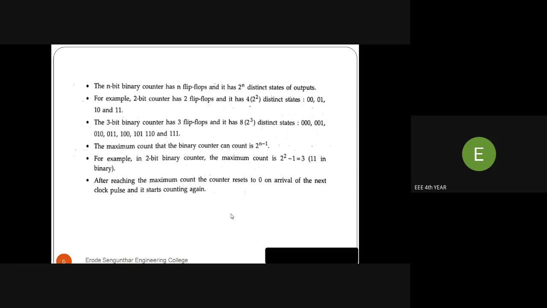So we have 0 0, 0 1, 1 0 and 1 1. This is called the maximum count that the binary counter can count. For example, in a 2-bit binary counter, the maximum count is 2 power 2 minus 1, which is equal to 3, therefore 1 1 in binary.